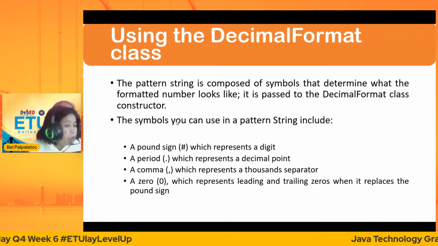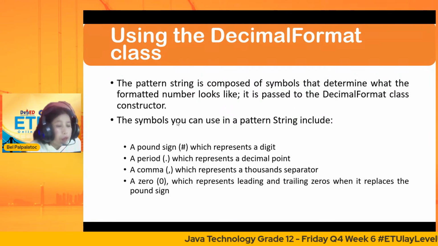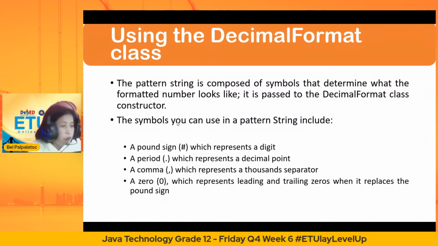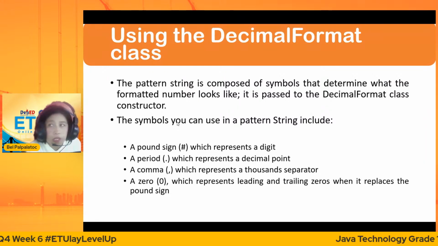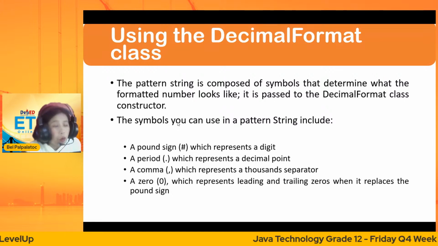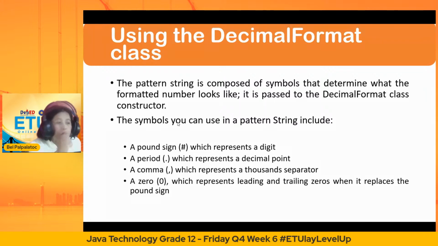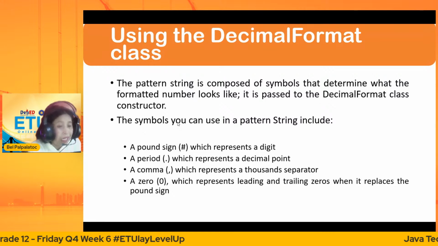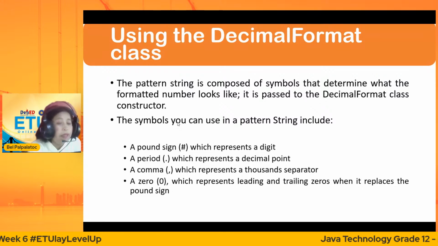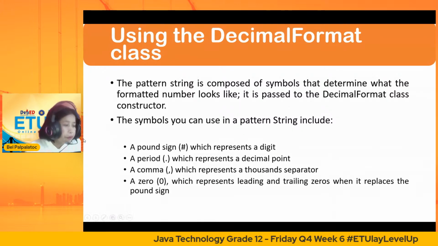A period represents a decimal point, which comes right after a whole number. We can also use a comma, which represents the thousands separator. For example, for 1,500, if we want to put a comma, then we use the comma. We can also use 0 to represent the leading and trailing zeros, when it replaces the pound sign.